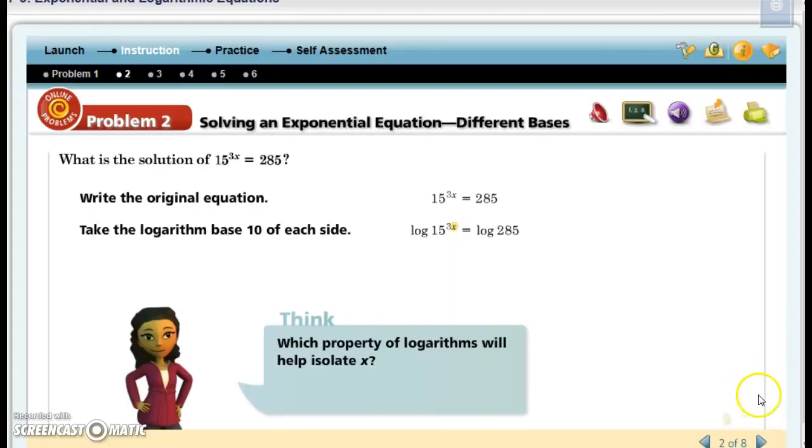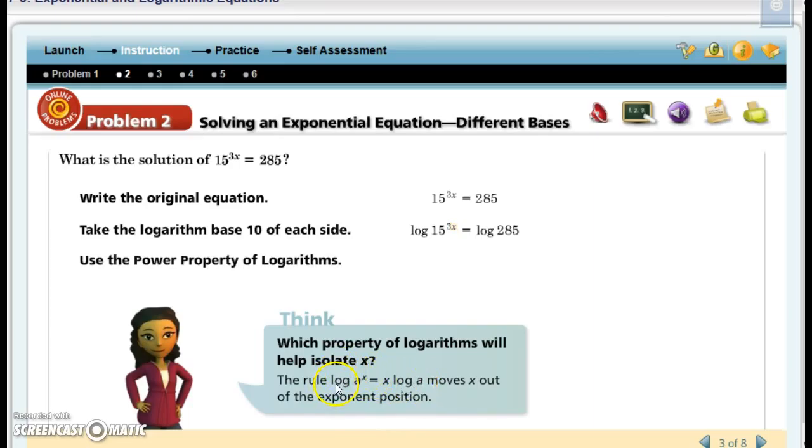So if I want to isolate the x, we have a property, a rule, that says if we have log of a to the x, that equals x log of a. This exponent's going to get kicked out front. It's called the power rule. So we're going to write that and move that 3x way out front.